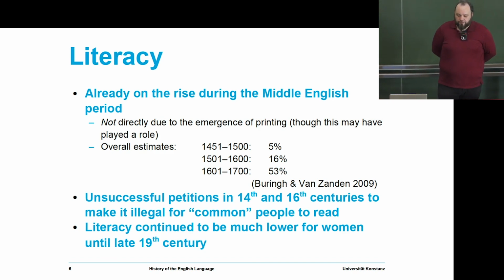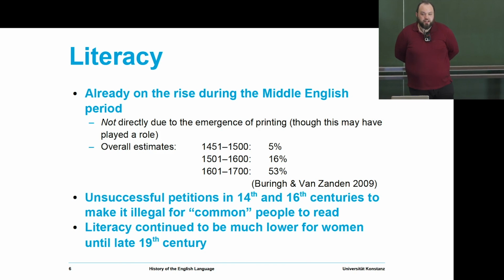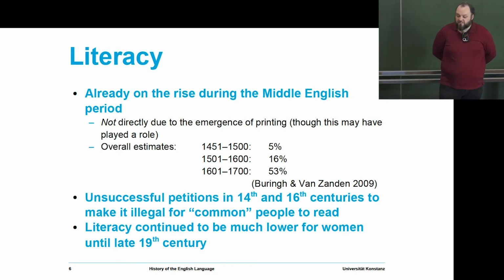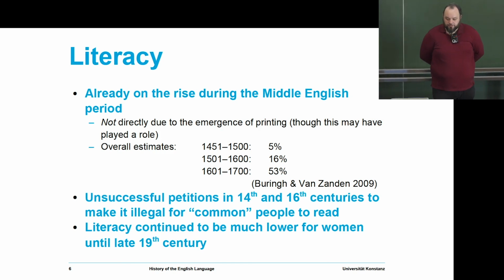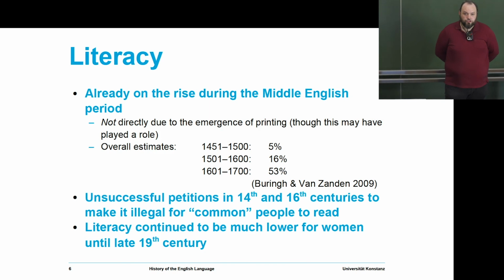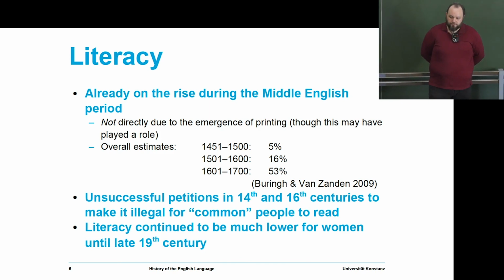In the period 1451 to 1500, so this is the period in which the printing press was introduced, literacy was only at around 5%. So before the early modern period, literacy was at 5%. At the end of the early modern period, for the 17th century, 1601 to 1700, literacy was at 53%. So half of the people around the country could read and write at that point. And of course, that then goes up further.